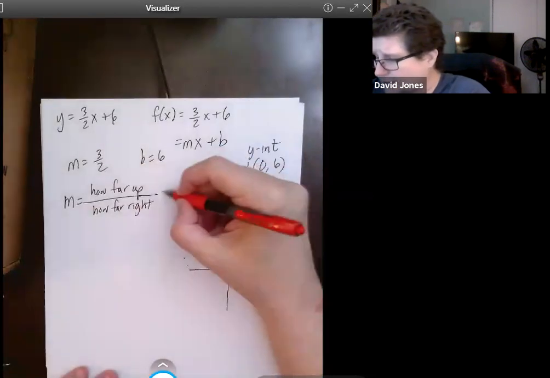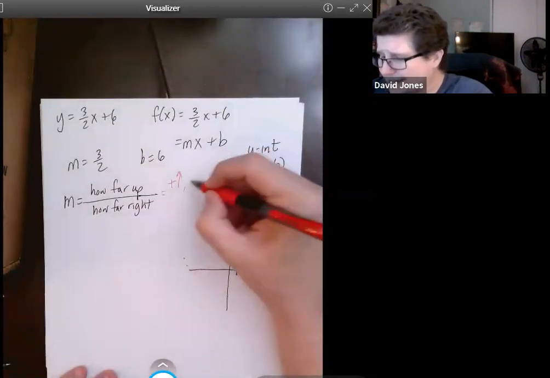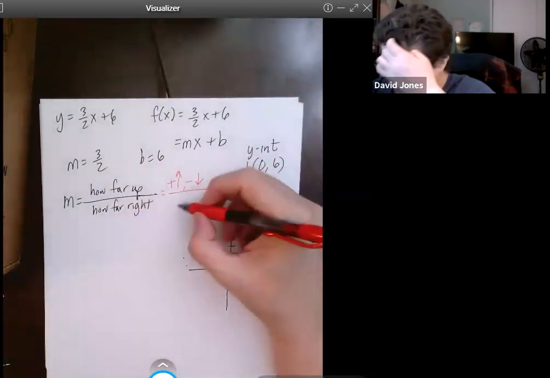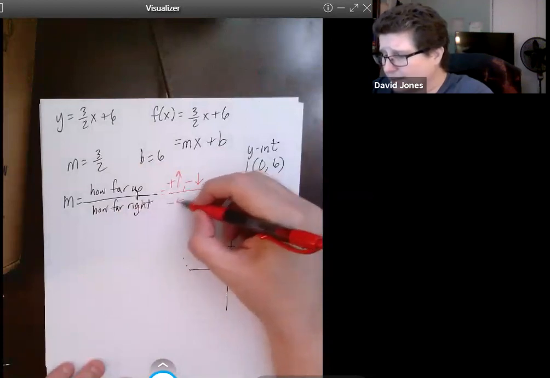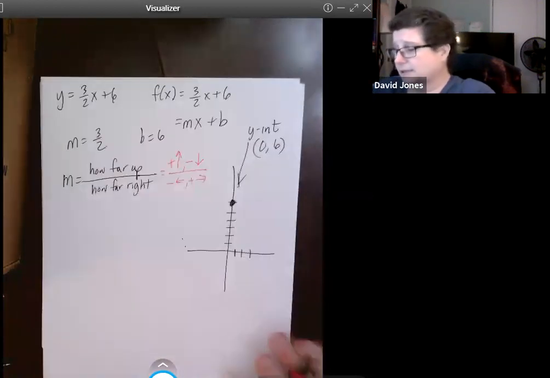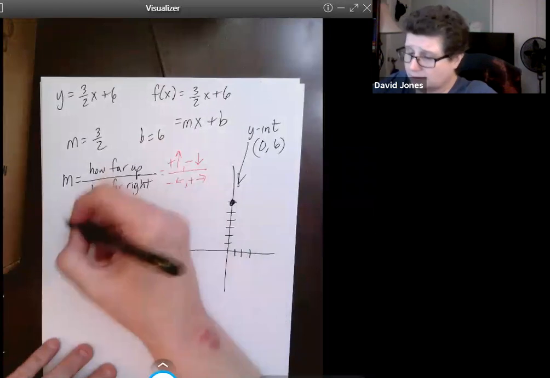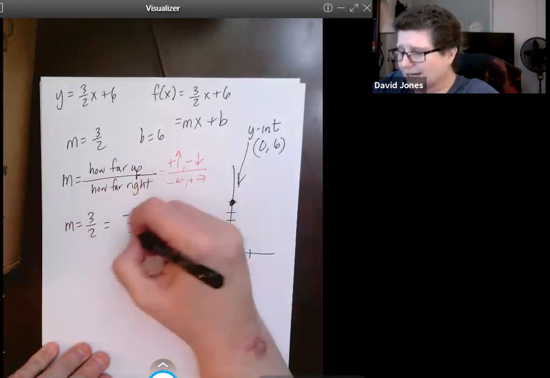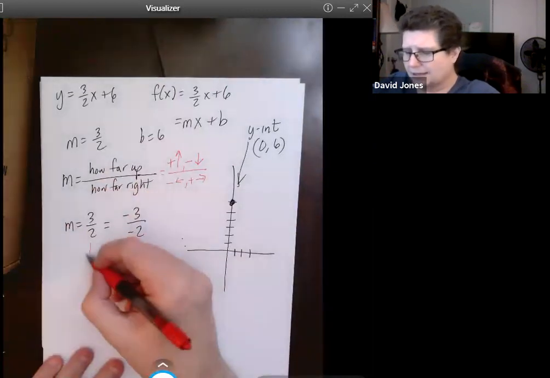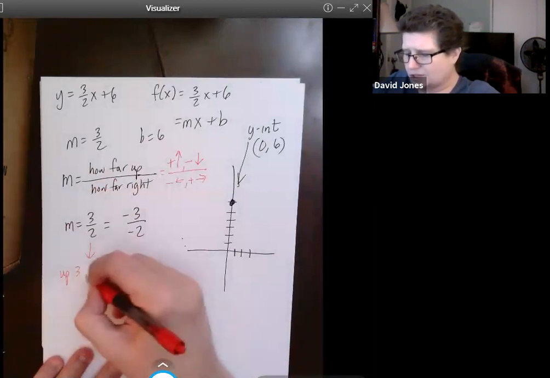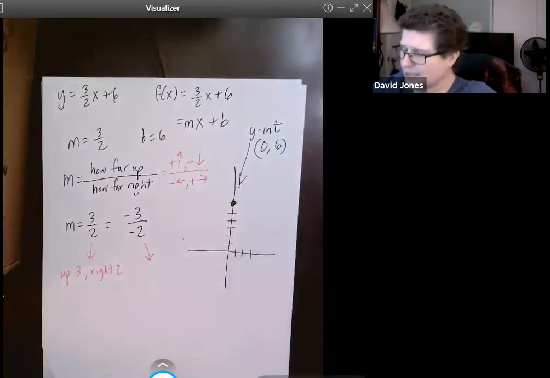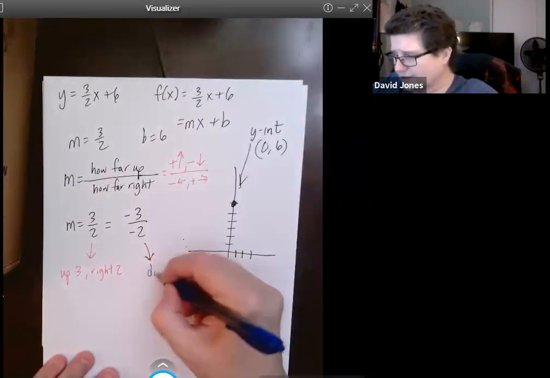Which means if it's positive, it's going up. If it's negative, we're going to go down on top. Or if the negative's on bottom, negative on bottom means go left, positive means go right. So I'll illustrate both right here. M equals 3/2. I could write it as that, or it's the same thing as -3 over -2. This says go up 3 and right 2. That said, down 3, left 2.